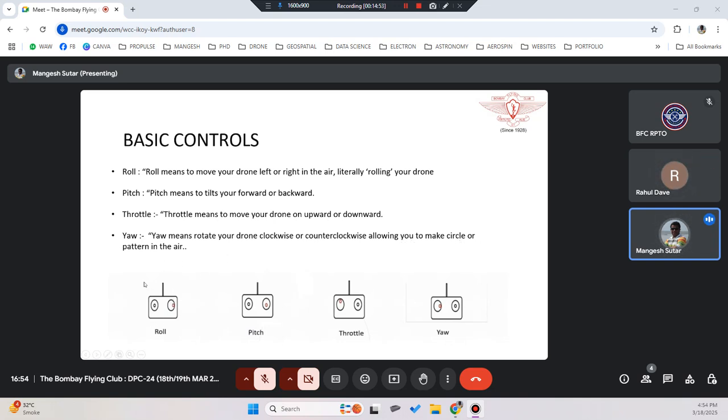Normally roll is not used in a drone, or even an aeroplane. Roll is very rarely used unless you have to bank, then only you will use roll. Most of the time you will use either pitch or yaw. Throttle is only to change the height. Like, if you are at 10 feet and you have to go to 20 feet, then you will give throttle.